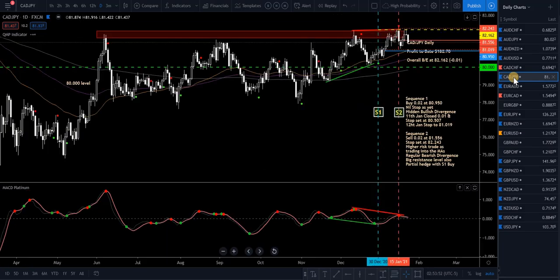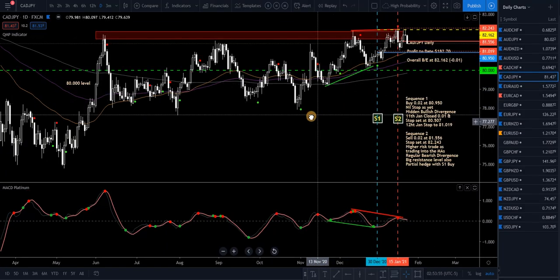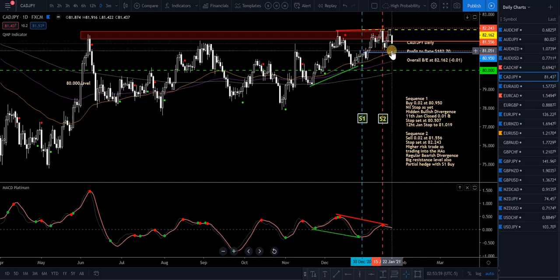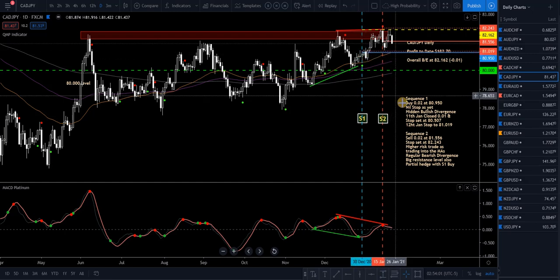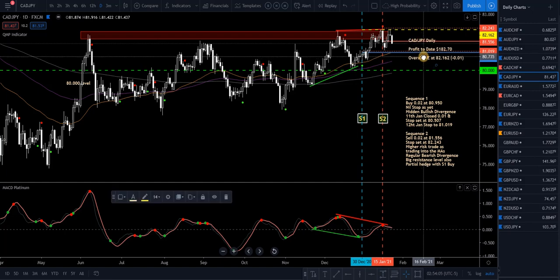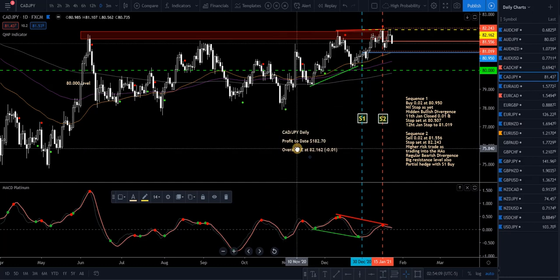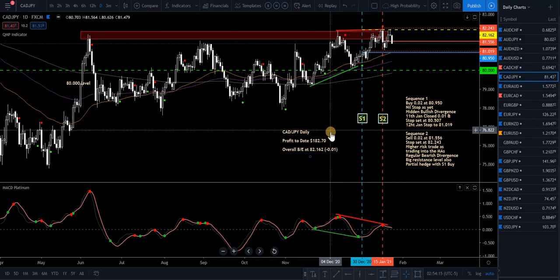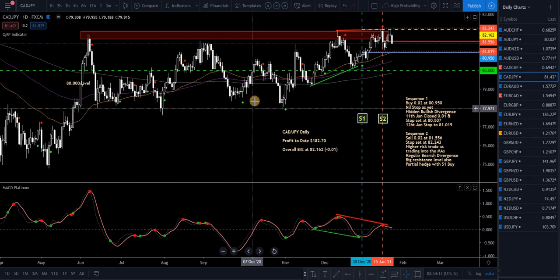CAD Yen. What are we doing here? We're in a buy here, and it's got a stop in place just above the entry level now. I've already closed half. It's a pair I've made some good profit on, as you can see. I'll just move that over here so I can read it. Yeah, profit to date, $182.70. It's a slow moving pair. You can see it's not a big mover.